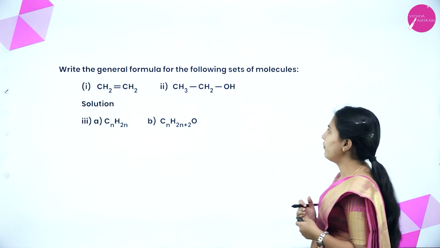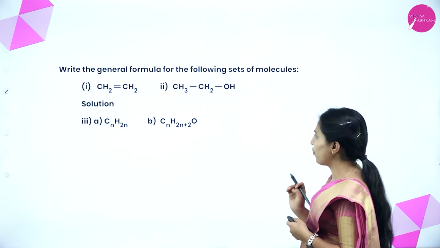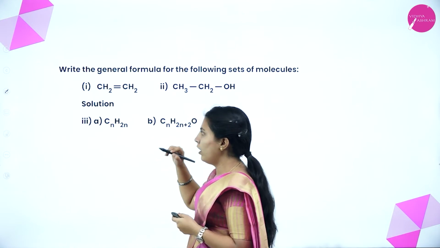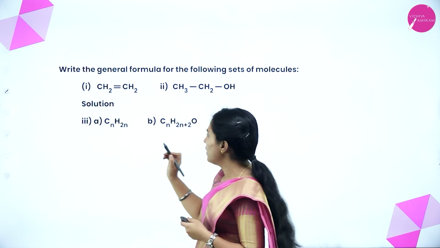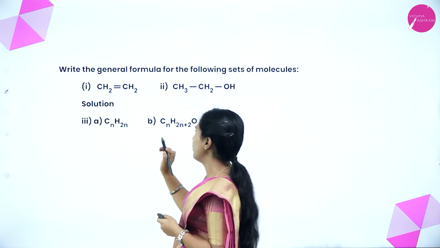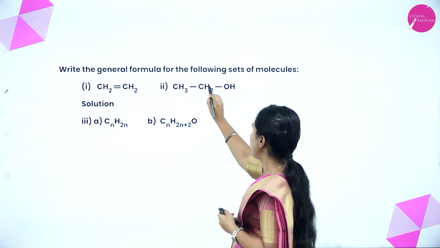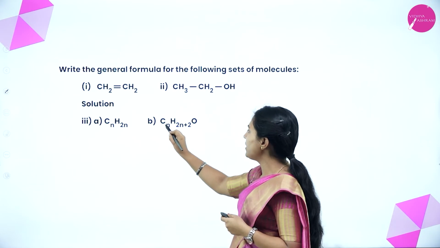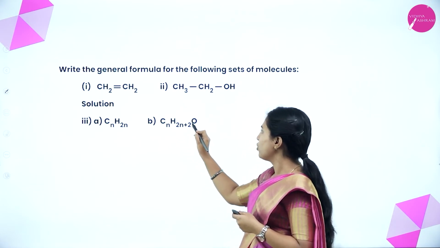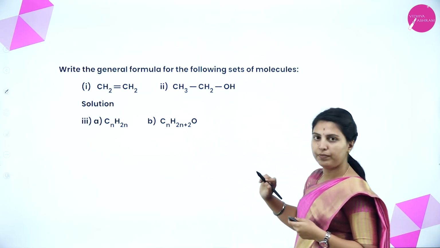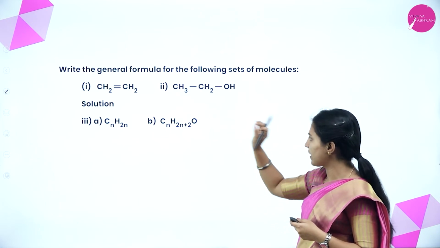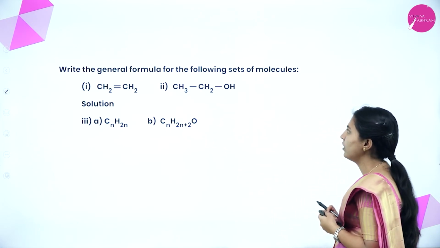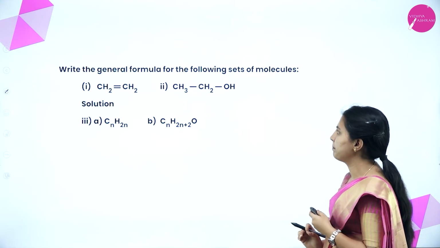Next, write the general formula for the following sets of molecules. See here, CH2=CH2. This is an alkene, so CnH2n. Next, CH3CH2OH. Here, O is present. That's why CnH2n plus 2O. For the alkane, it has O attached. That's why that is the molecular or general formula.